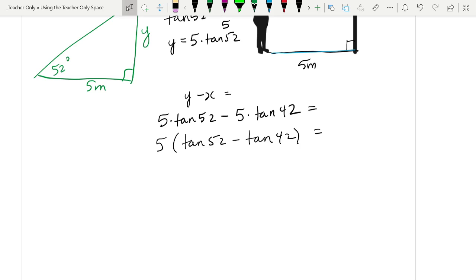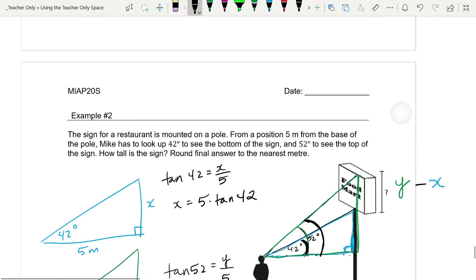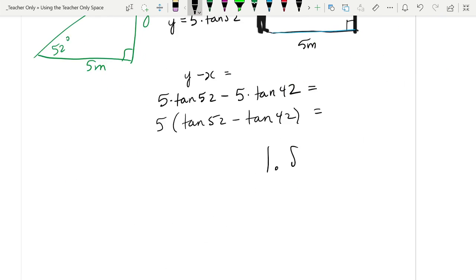So 5 times, open a bracket, tan 52 minus tan 42, close brackets, hit equals, and there we go. How many decimals did we want? Nearest meter. So I'll just write this down since I started it. 2 meters. It's a 2 meter tall sign. So there we go. You can now try the questions that I'm assigning.